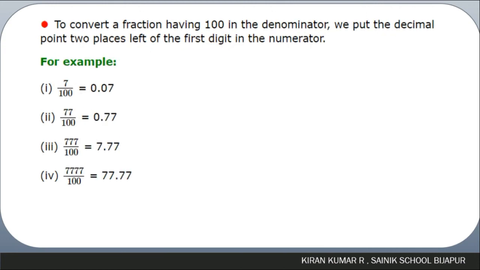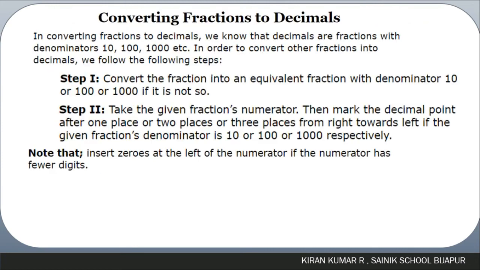Now you will understand, if the denominator is 100, we take 2 decimal places. Here there won't be any doubt. Here there are only 2 digits, so 0 point is considered. Here there is only 1 digit, so 0 is taken along with the 7. That is what the last sentence was.